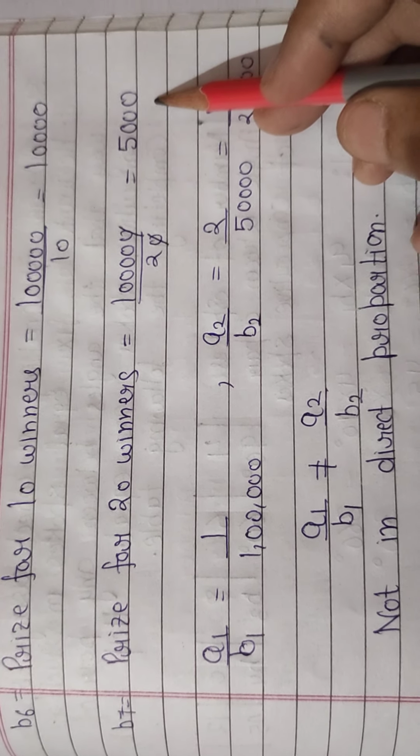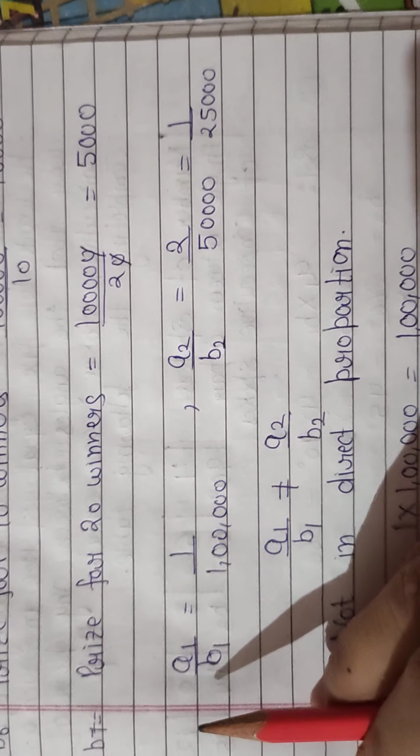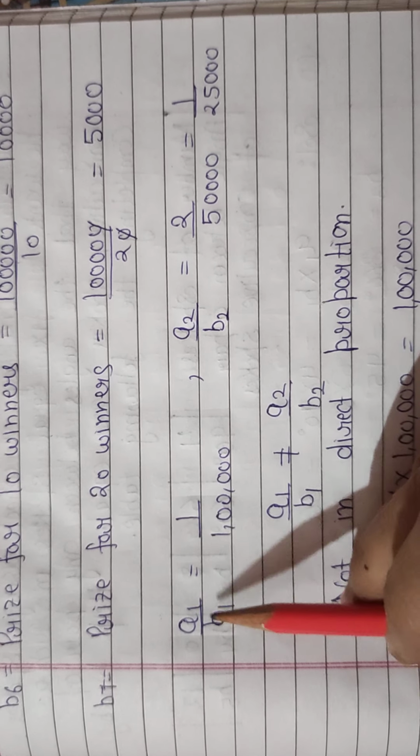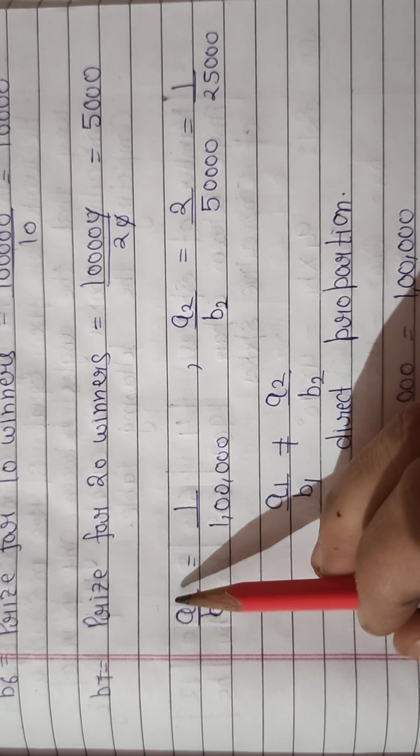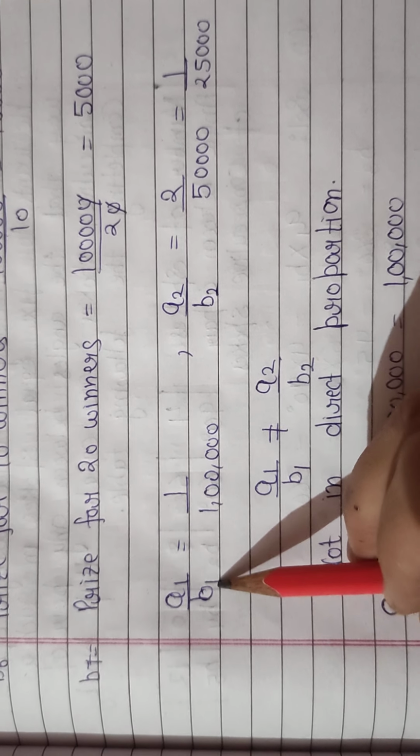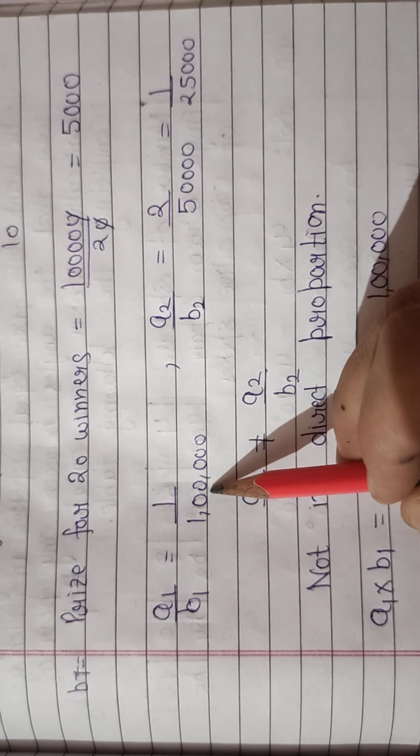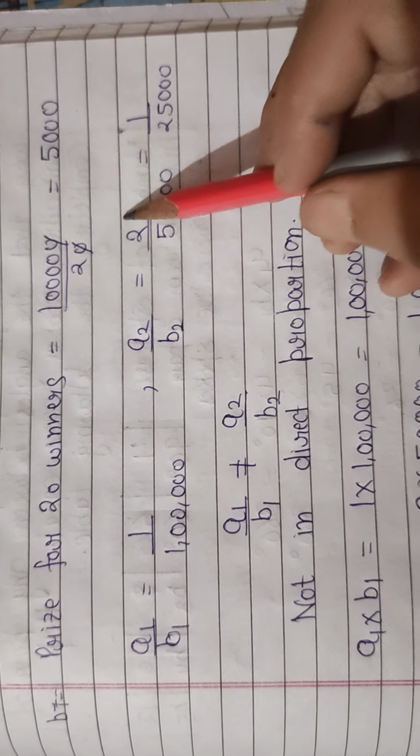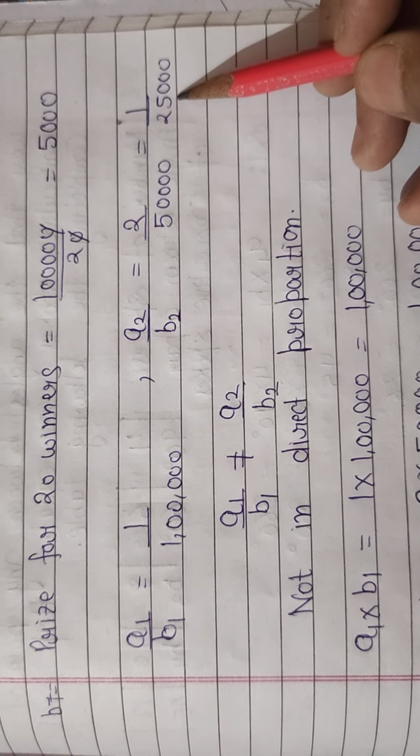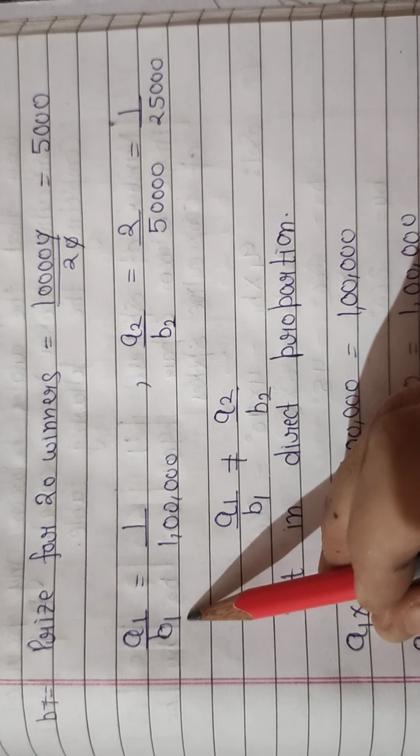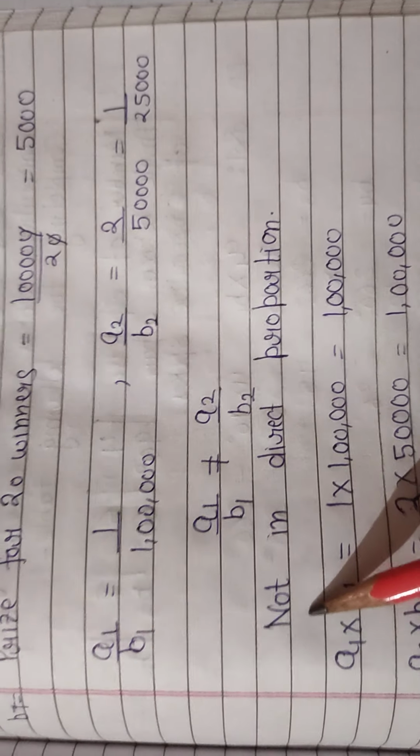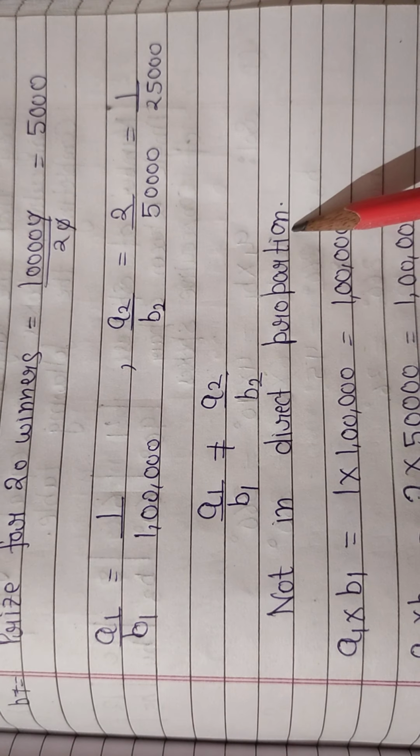Now here, we have to check whether this money is in direct or in inverse variation. For direct, I am going to check by dividing A and B. Here I am taking A1 by B1, that is 1 by 1 lakh. And A2 by B2, that is 2 by 50,000, which is coming 1 by 25,000. So A1 by B1 is not equal to A2 by B2. So it is not in direct variation.